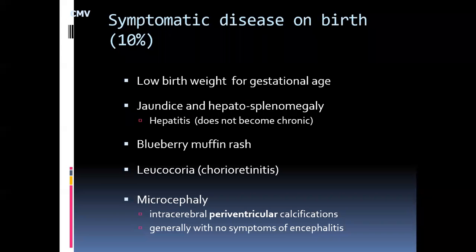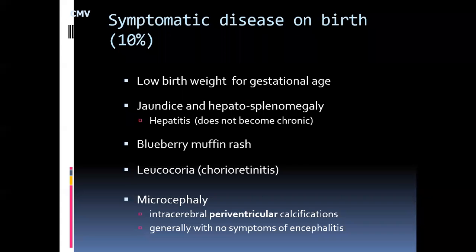So they also have asymptomatic disease of the newborn in about 10% of the cases. So 90% are asymptomatic. And 10% of cases have low birth weight. They can also produce low birth weight for the gestational age.